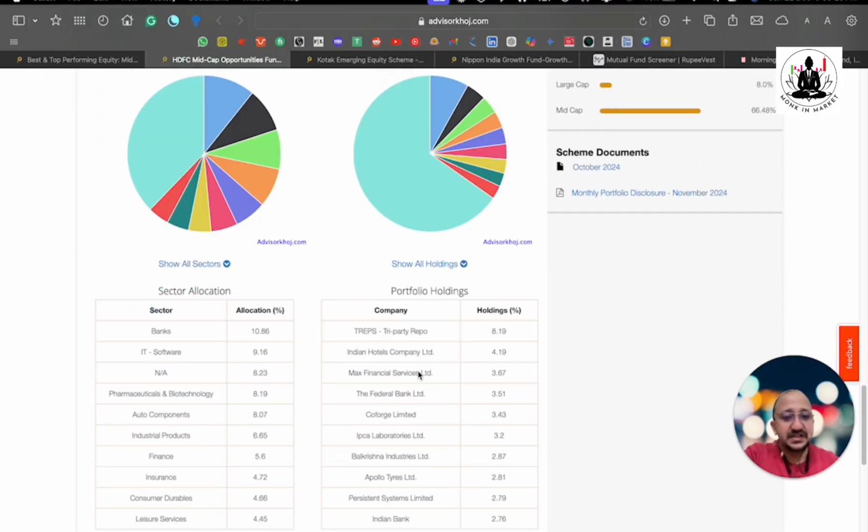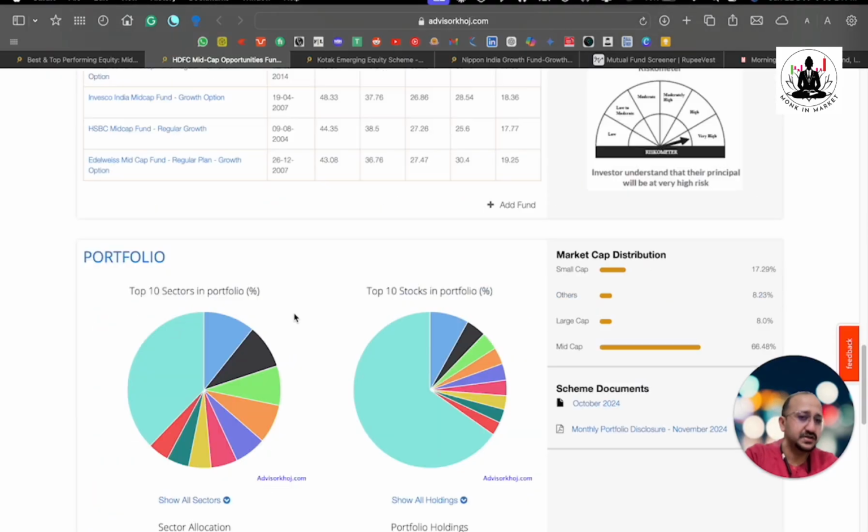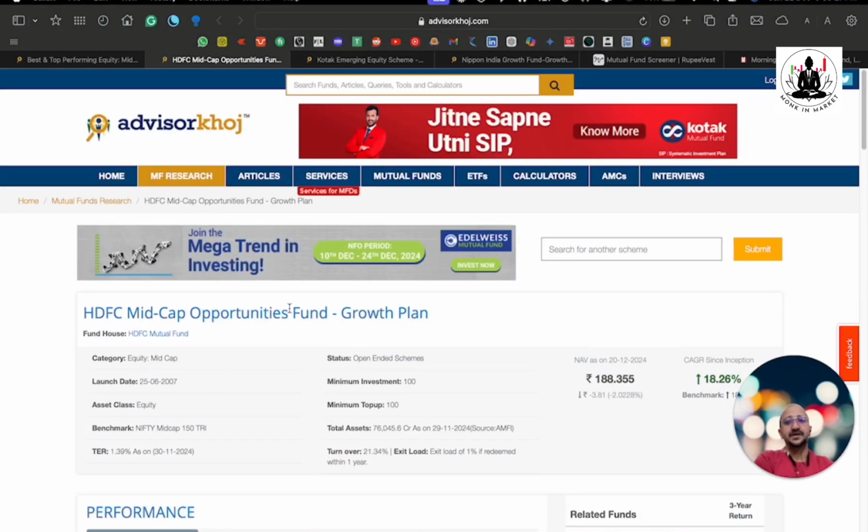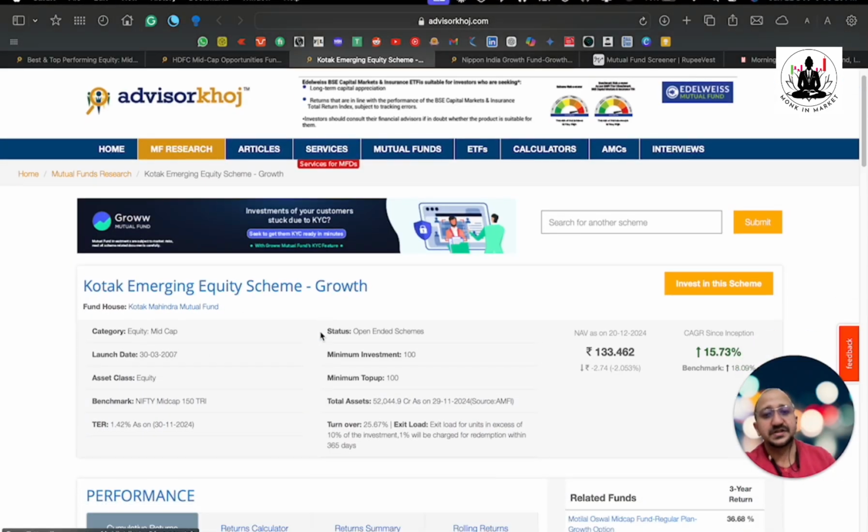So, but the major proportion over here is equity. So these are repo rates. Repo rates are bonds, basically. I hope this is clear to everybody. Now let's see Kotak emerging.